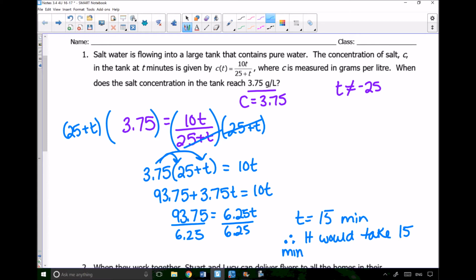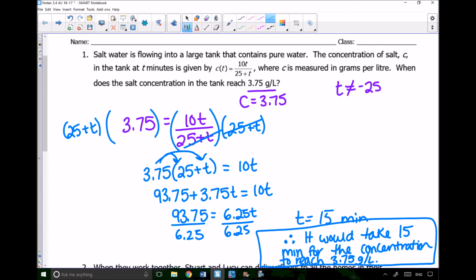for the concentration to reach 3.75 grams per liter. Okay, and I'm good to go for this question.